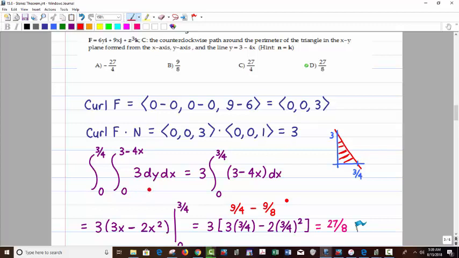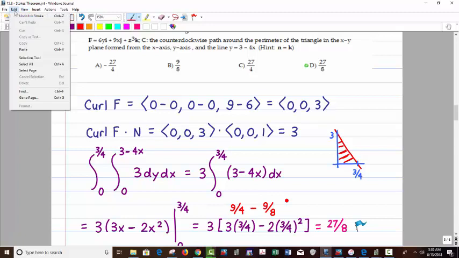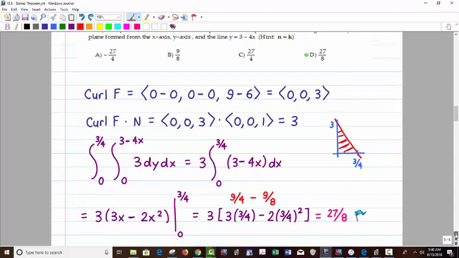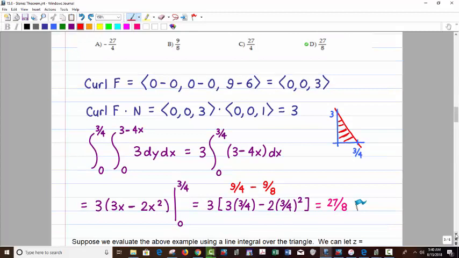So we're going to integrate 3 dy dx. I drew a little triangle right here. I chose dy dx, so y goes from 0 to 3 minus 4x going vertically, and then x goes from 0 to 3/4. You might not like that 3/4, so you might want to go dx dy, but there's really no need to.